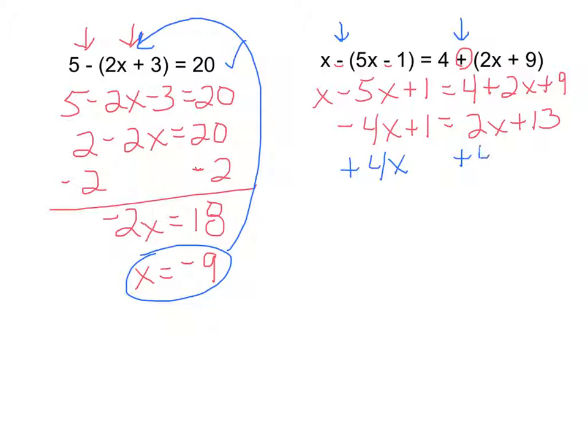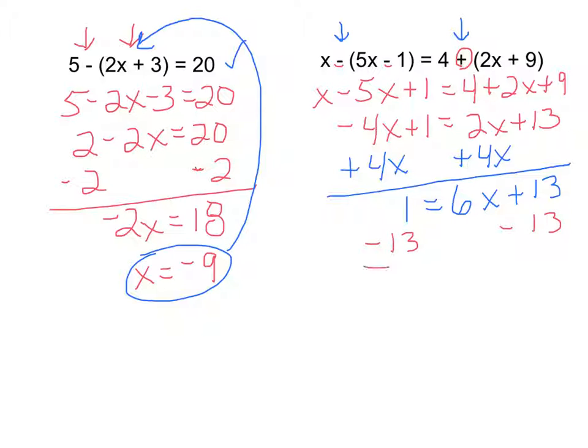When I add 4x to both sides, I get rid of the x term on the left-hand side. On the left-hand side now I'm just left with 1. On the other side now I'm left with 6x plus 13. Now I'm down to that two-step. I'm going to subtract 13 from both sides. If I subtract 13 from both sides, I end up with negative 12 on the left-hand side, and on the right-hand side I'm left with 6x. And now I can just divide both sides by 6. I'll get a final answer of x is equal to negative 2.